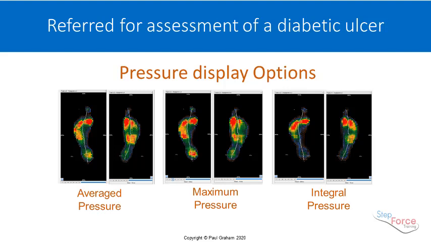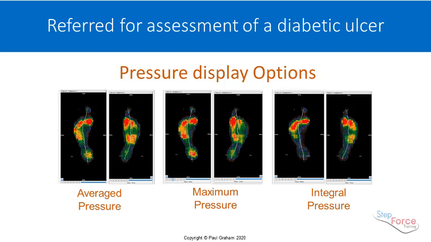And so we can see these are the views that we can look at. You can see that the pressure mapping is slightly different in each of the views. That's because the average pressure is looking at the peak pressure and the ground reaction force as an average. The maximum pressure is just looking at the peak pressure, and the integral pressure is looking at how long it's been there.